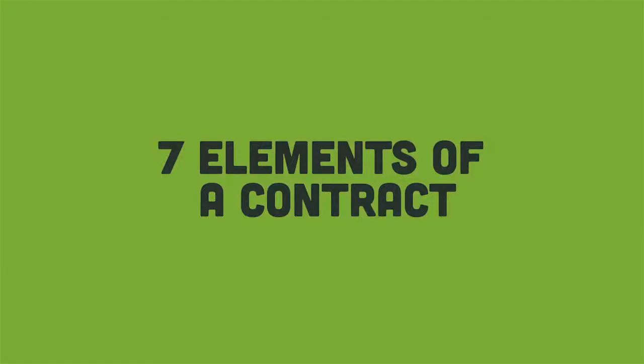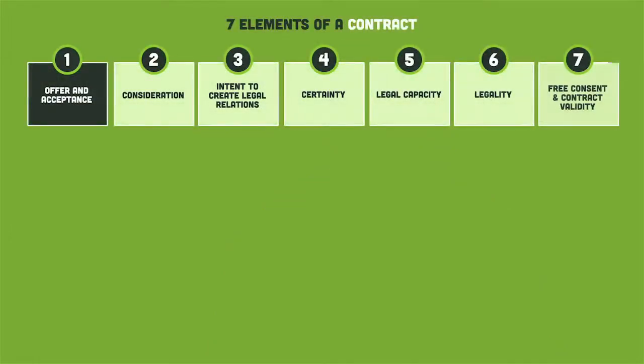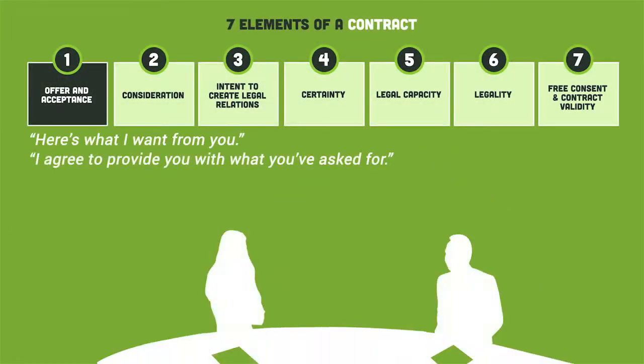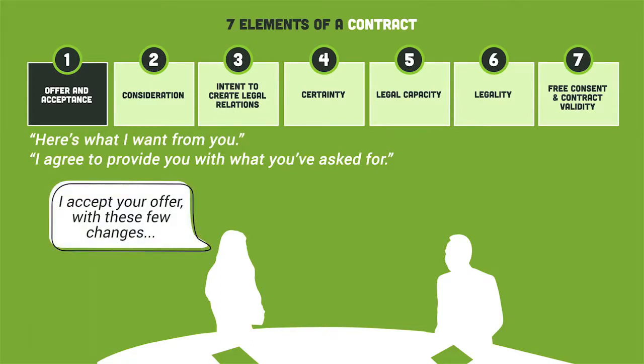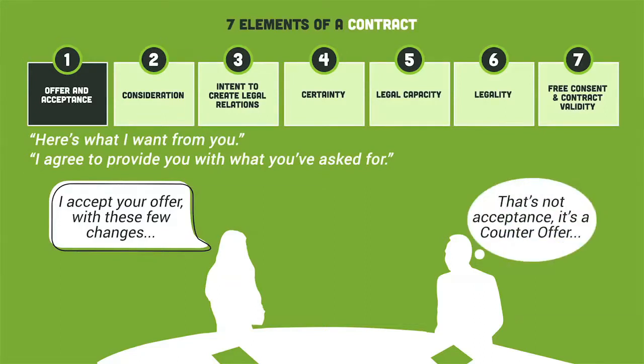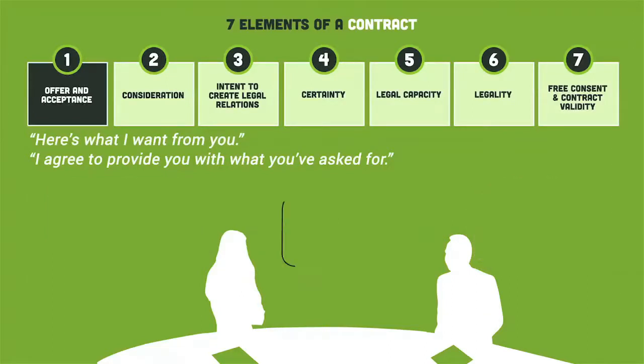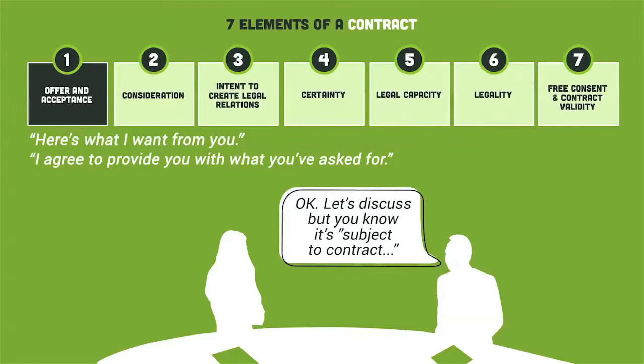These elements determine the validity of a contract. So let's look at each of them. We'll start with the obvious: offer and acceptance. For a contract to exist, one party must unconditionally accept the other party's offer, but typically this goes back and forth between the parties with changes or counter-offers being made. This can get confusing, and acceptance can be communicated explicitly or implied. So subject to contract is often used to avoid any doubt before full agreement is reached.